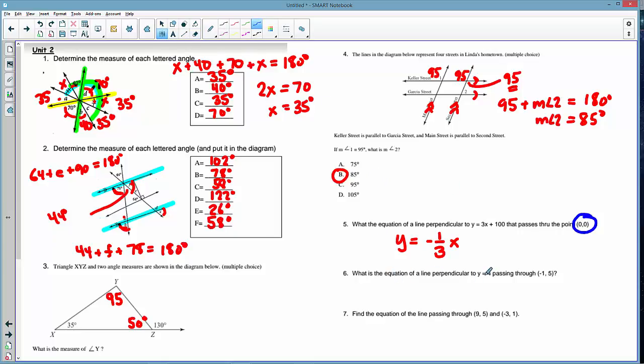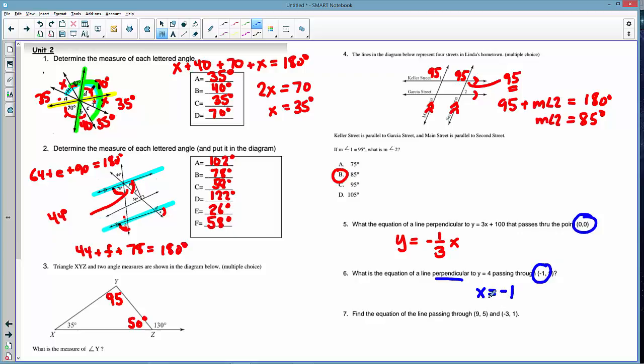What is the equation of a line perpendicular to y equals 4? Well, y equals 4 is a horizontal line, so perpendicular to horizontal will be vertical. We write vertical lines with an x equals something. Okay, and that makes it perpendicular to y equals 4. And it's going to pass through this point. Well, all the x values are the same.